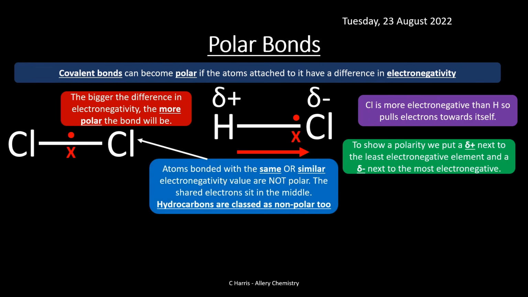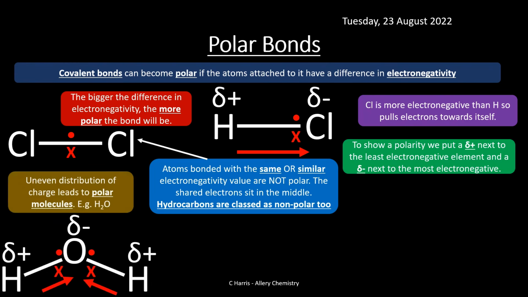But atoms with the same or similar electronegativity values are not polar, so they're non-polar, and the electrons sit bang in the middle, so they're nicely shared. And hydrocarbons are classed as non-polar, so things like methane, butane, ethane, etc. You'll see that later in the introduction to AS organic chemistry topic later on, so hydrocarbons are basically non-polar.